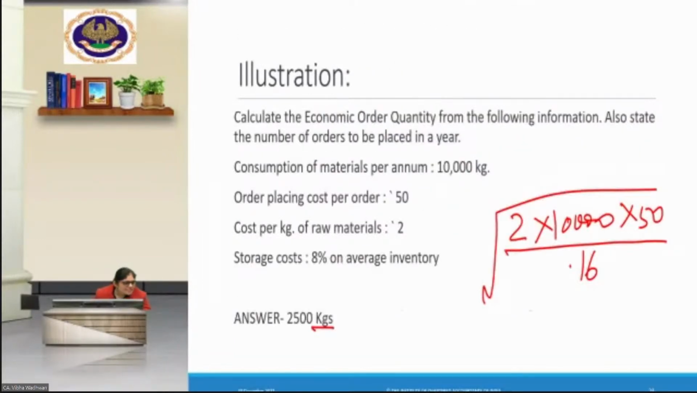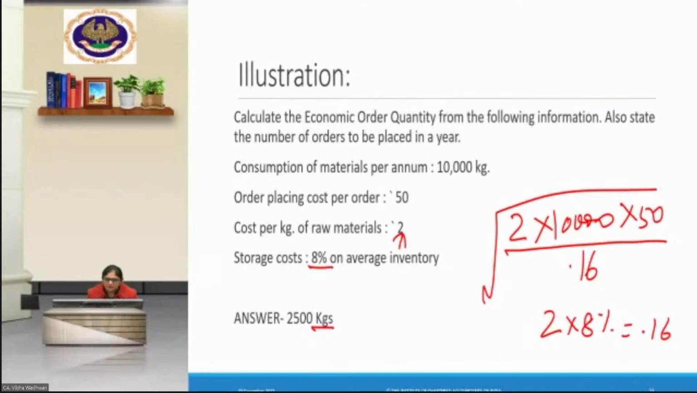It's not 16, Jyoti. It's 0.16. 0.16 means 2 into 8%. So 8% on average inventory here, Jyoti. So 8% on rupees 2 cost per kg. Average inventory means per unit of the raw material. So it comes out to 0.16, not 16. All right. So it will be 0.16.